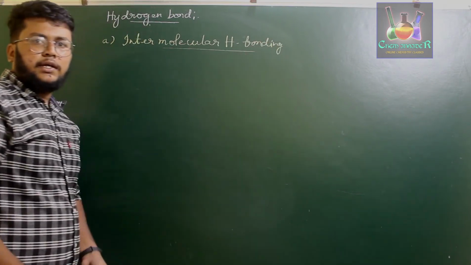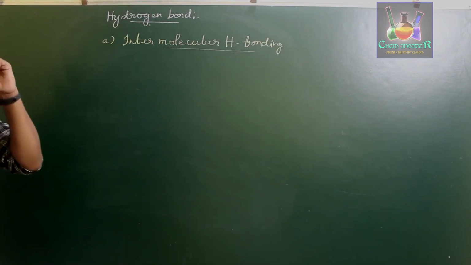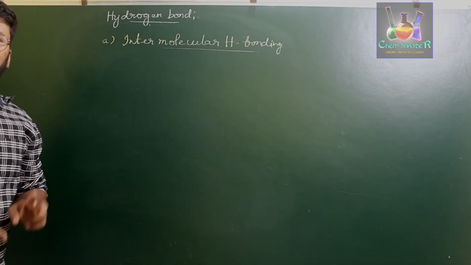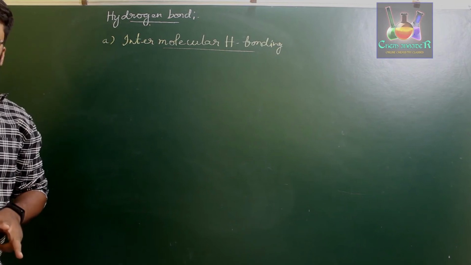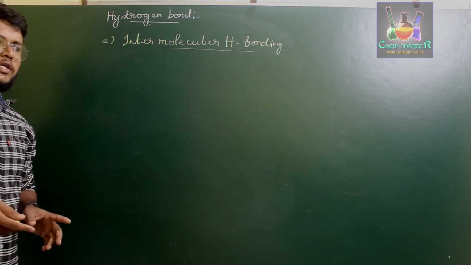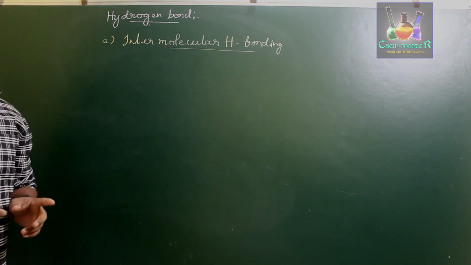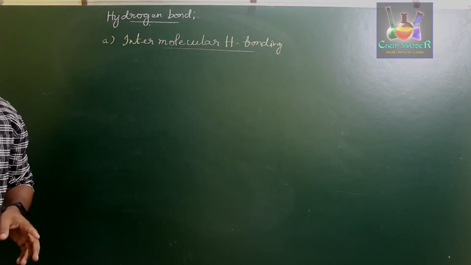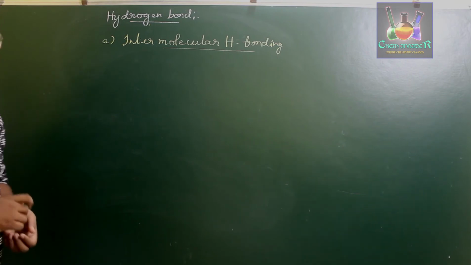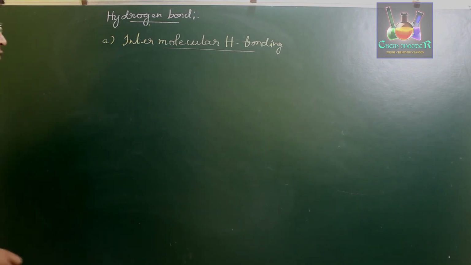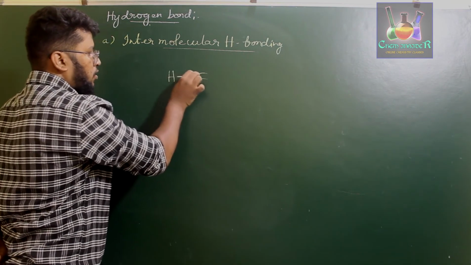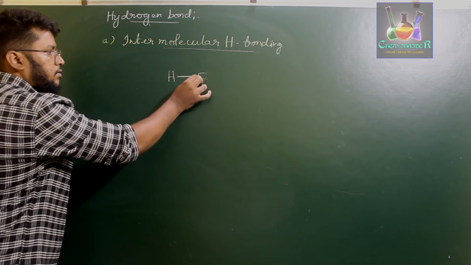So, intermolecular hydrogen bonding is a type of hydrogen bond formed between two atoms of different molecules. These different molecules might be different molecules of the same compound, or might be molecules of different compounds. Like for example, if you consider hydrogen fluoride, it has a covalent bond between hydrogen and fluorine.